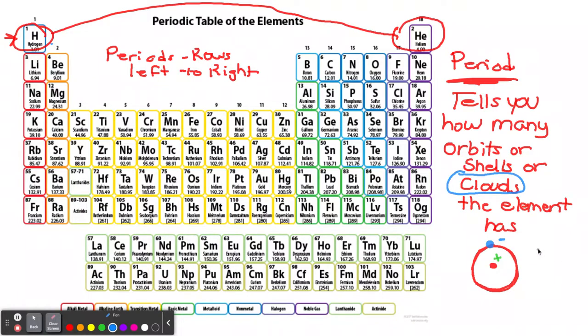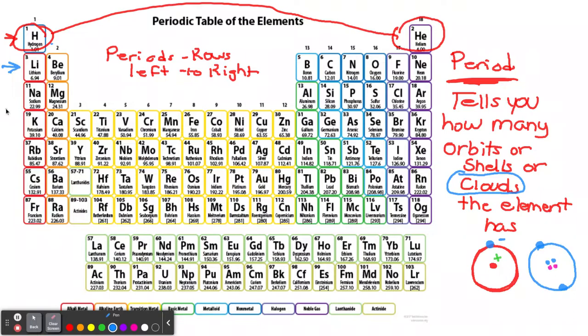Now, helium also has one orbit. Helium has two protons. And we'll change the color for the neutrons. It has two neutrons, which are neutral. And it has two electrons, which are negative. So you notice it has one shell, or orbit, or cloud, or energy level, so it's in the first period. So using that logic, what do you think lithium is? How many clouds or orbits or shells does lithium have? Well, it has two because it's in the second period or the second row.